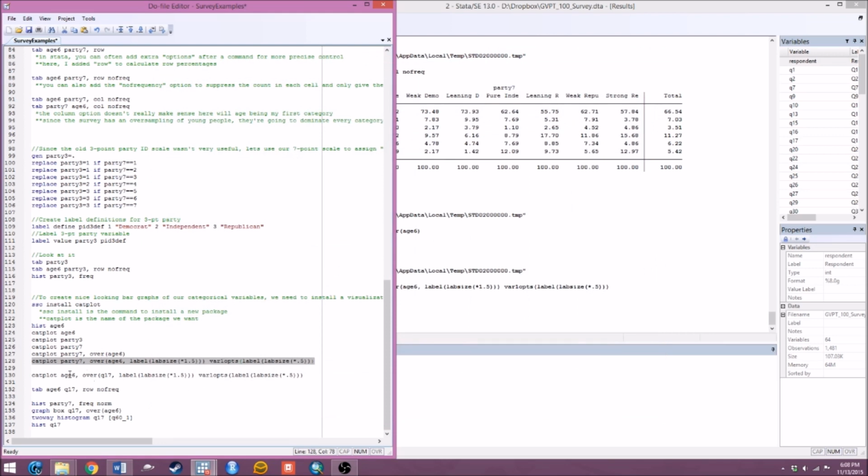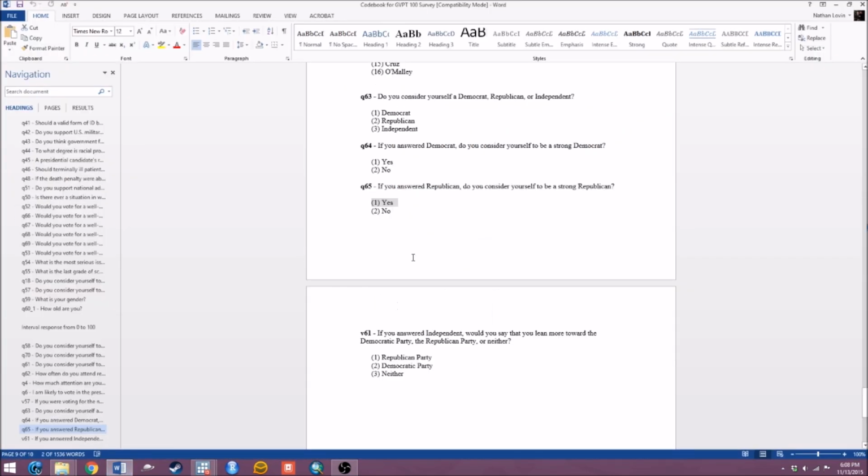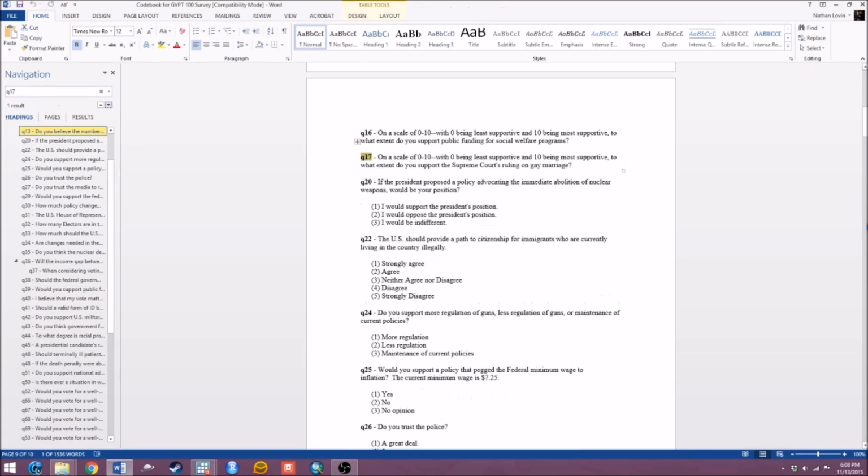Now, pretty much all you have to do here is, if you're not using age or you're not using party, all you would have to do here is type out your variable, right, and run it, and you should be good to go. So that's what I've done here. Maybe I'm gonna keep age, but I'm gonna go grab another question from the code book, which is Q17, and it is on a scale of 0 to 10. How much do you support the Supreme Court's ruling on gay marriage?